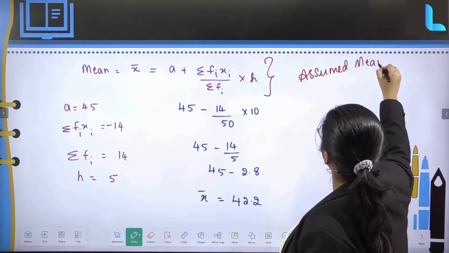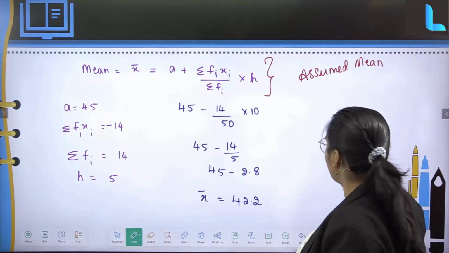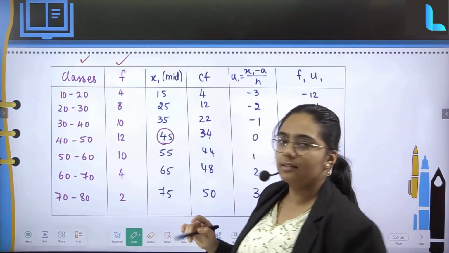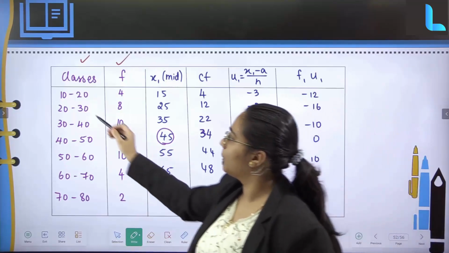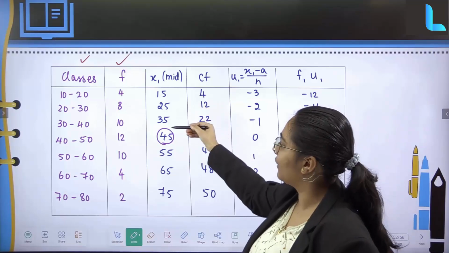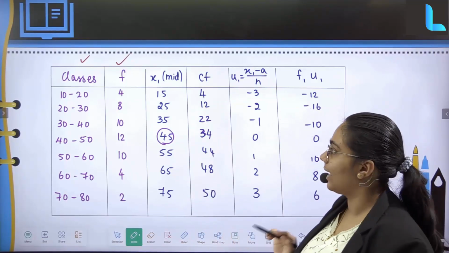So when I'm considering this assumed mean, first and foremost I have to assume a value. Before doing that, first I have to get my x value, that is the midpoint. Between 10 to 20, the midpoint is 15. Similarly 15, 25, 35, 45, 55, 65 and 75. This is what I have got.